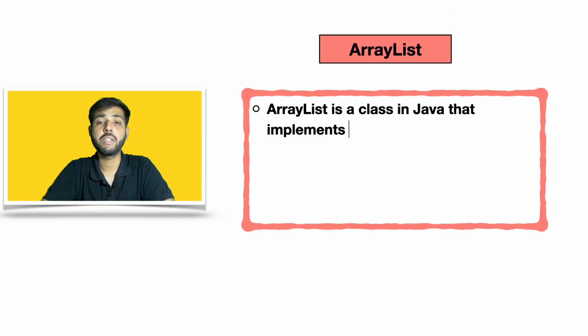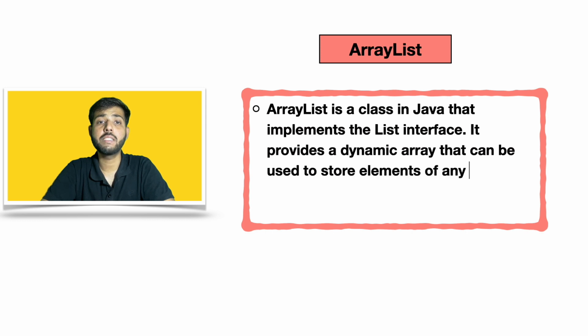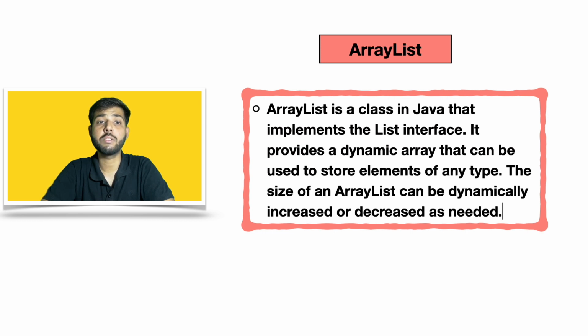Now, let's dive deeper into ArrayList. ArrayList is a class in Java that implements the list interface. It provides a dynamic array that can be used to store elements of any type. The size of an ArrayList can be dynamically increased or decreased as needed, just as we talked about in the previous video of Collection Framework. If you haven't watched it, you must go and watch it for a better understanding of the ArrayList, especially the dynamic memory concept.